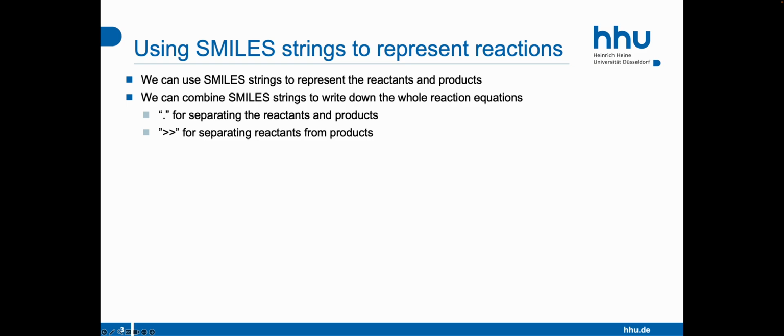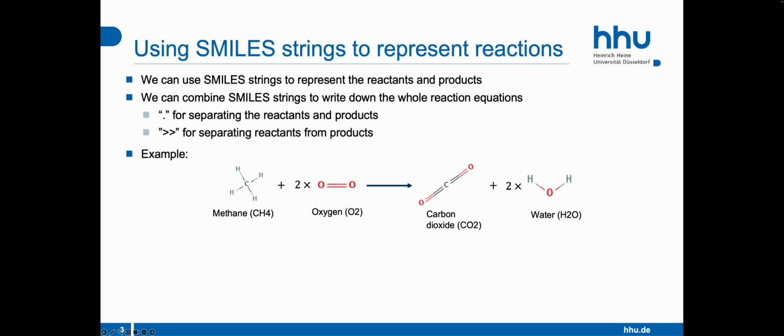So if we have, for example, 2 reactants, we can write the SMILES string for the first reactant, then a dot, and then the SMILES string of the second reactant. And on the other hand, we can use a double greater than sign to separate the reactants from the products. So let's have a look at an example.